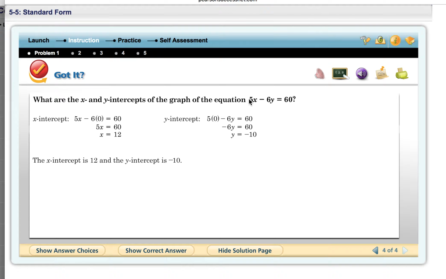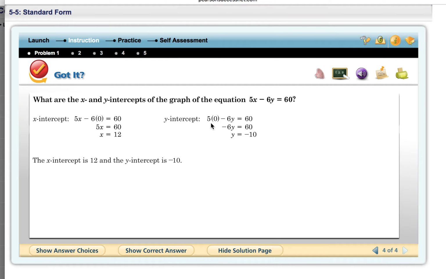Again, here's our original problem. If we want to know the x-intercept, we plug in 0 for y. When we do that, we get 5x equals 60, and we know that 5 times 12 is 60. So we know our x-intercept is 12. And again, on the graph, that means it's going to be a point on the x-axis at 12.